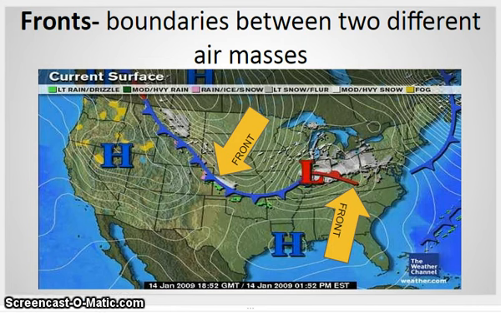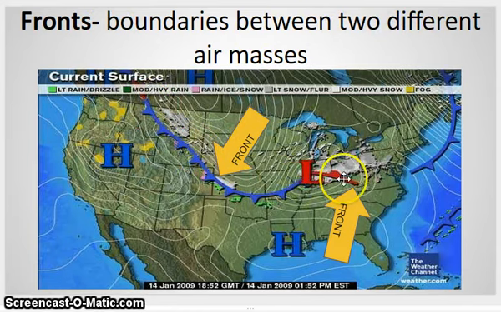Okay, so the first thing you should do is get this definition of fronts into your vocabulary section in your notebook. Fronts are the boundaries between 2 different air masses. So you often see them on weather maps. They're these big colorful lines. They're usually blue or red or a combination of blue or red or purple. Those are the only colors you'll see.